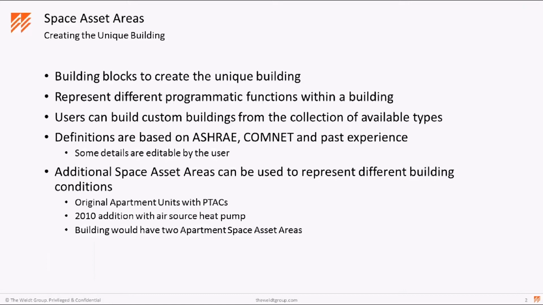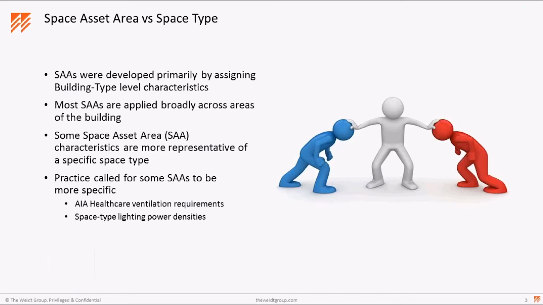For example, if you have an apartment that is heated with PTACs and a second portion of the apartments that are heated with air source heat pumps, you could create two different apartment space asset areas within your model to represent that. Similarly, you can do the same to represent different HVAC conditions, different architectural conditions, different lighting conditions, if need be. Space asset areas were developed primarily by assigning building type level characteristics, and most are applied broadly across areas of the building.